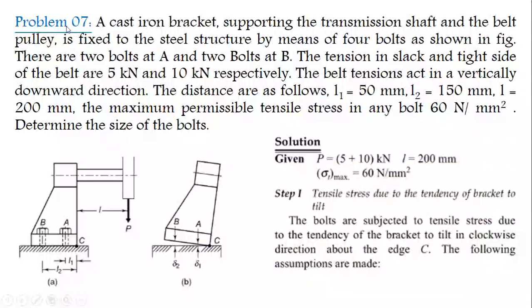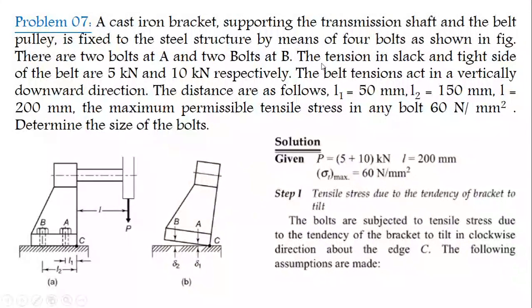And then problem 7. A cast iron bracket supporting a transmission shaft and the belt pulley. Okay, this is the transmission shaft, this is the belt pulley. It is fixed to the steel structure by means of 4 bolts as shown in the figure. This is the steel structure. It is fixed by 4 bolts: 2 bolts at the point A and 2 bolts at the point B.